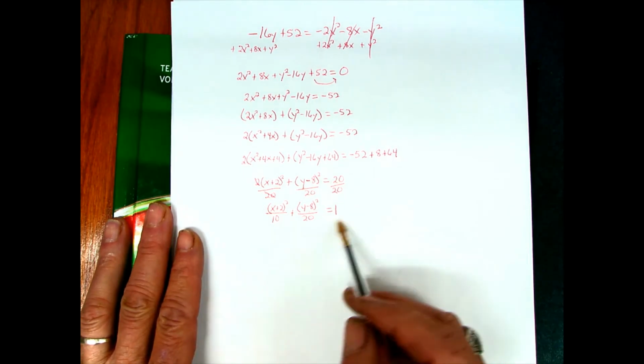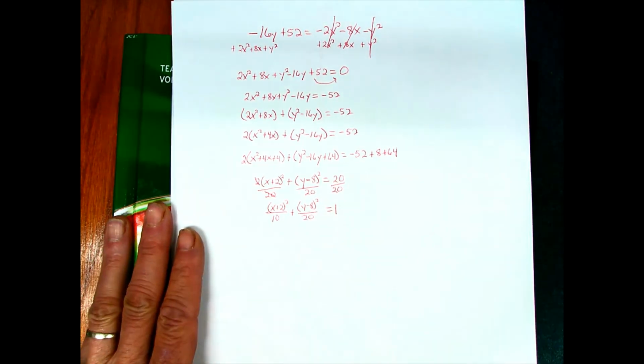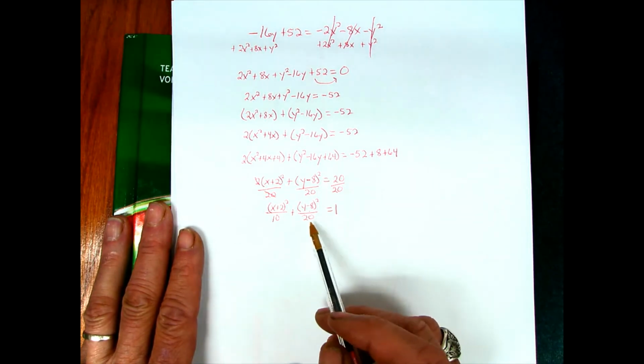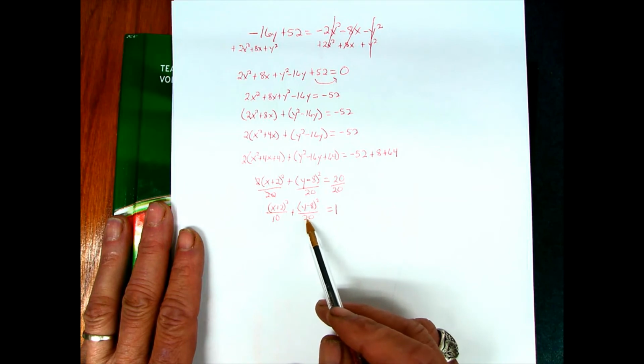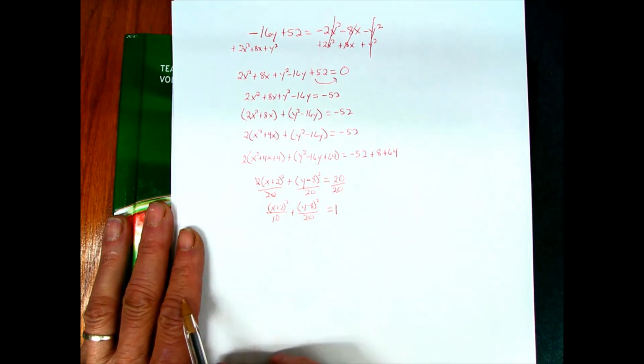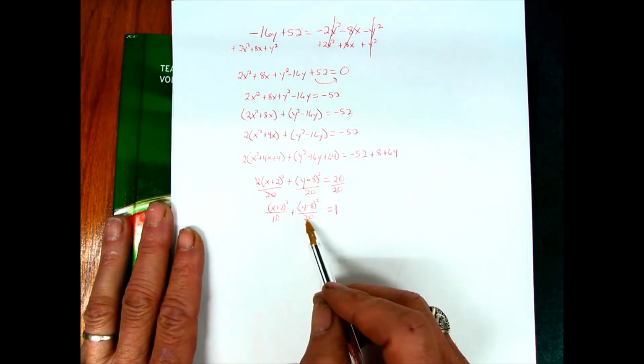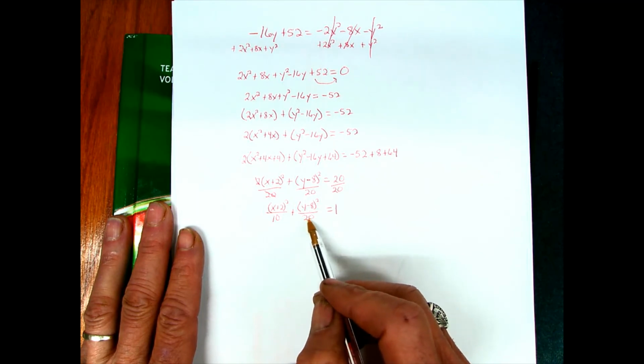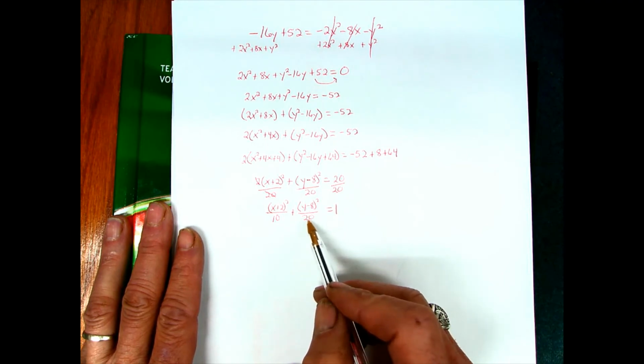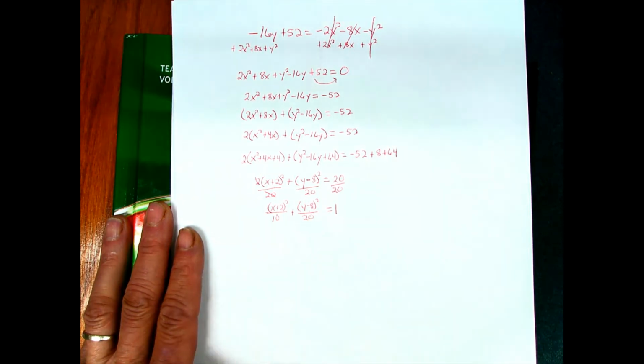Now look at what we have. Now we have the equation for an ellipse. This is going to be a vertical ellipse because the value under y is the bigger denominator. Remember, a squared is going to be the denominator with the greater value. Here's a squared, here's b squared.